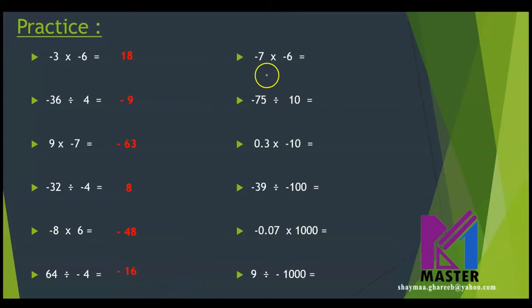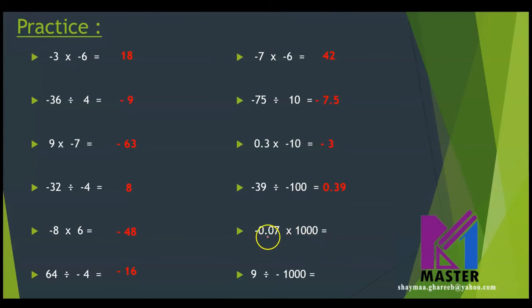In the second column, -7 times -6 equals 42, a positive number. -75 divided by 10 equals -7.5. 0.3 times -10 gives -3. -39 divided by -100, the answer will be positive, 0.39.